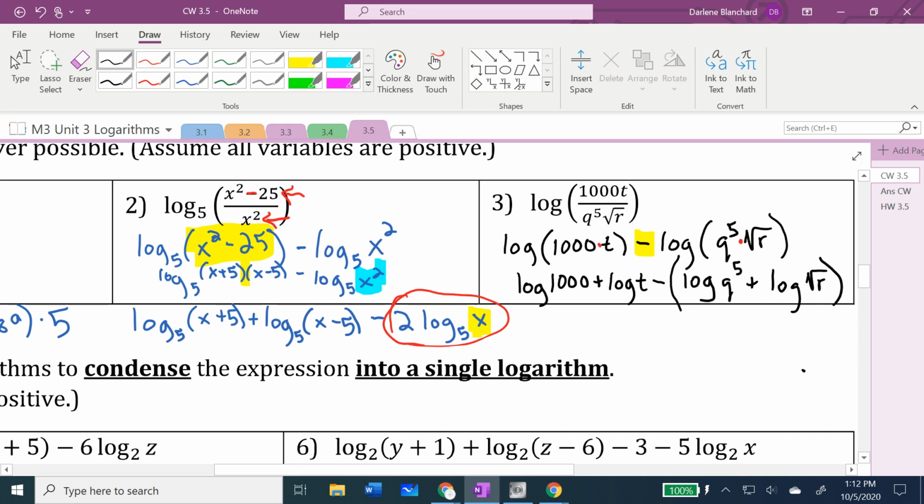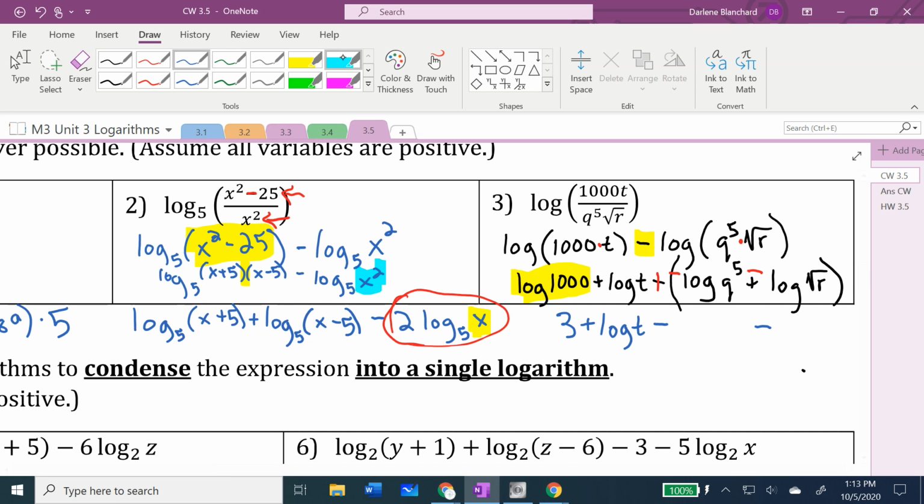Now, let's start with the log of 1,000. Does that simplify to a nice, pretty integer? What integer is that? Good, 3. So I have 3 plus log t. Now, I'm going to clarify, and this negative sign is distributing through. And I did that right there to make sure that was clear.